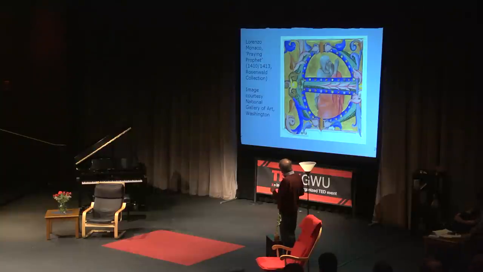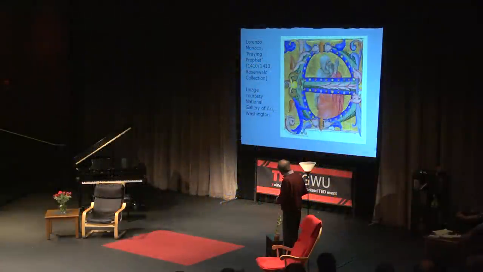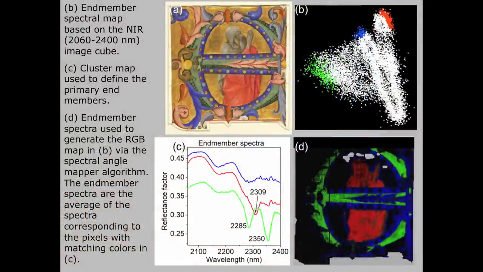Here's a 600-year-old illuminated manuscript's initial letter. A group of monks in Italy created a whole series of these, and Lorenzo Monaco was the chief artist. And it was discovered recently by a scientist at the National Gallery that the paints that were used to paint this praying prophet were bound together with egg yolk. And you'll have to take my word for a moment, but the spectra from this, in the same way as before, were characteristic of egg yolk.